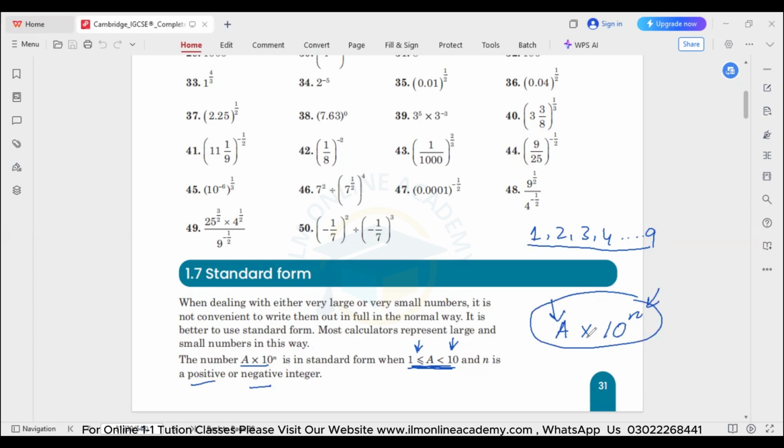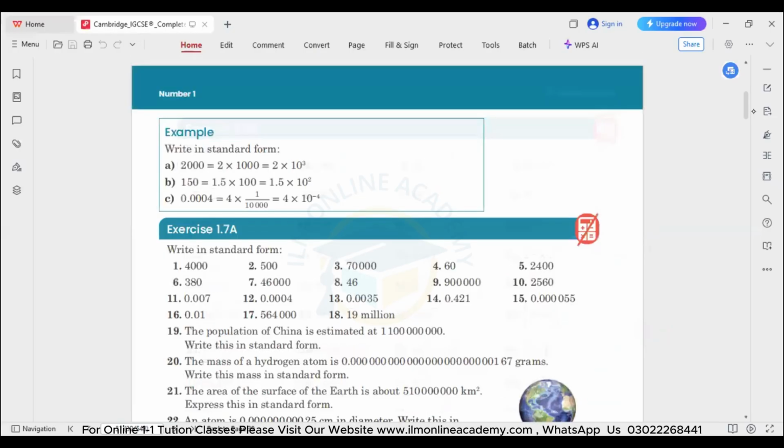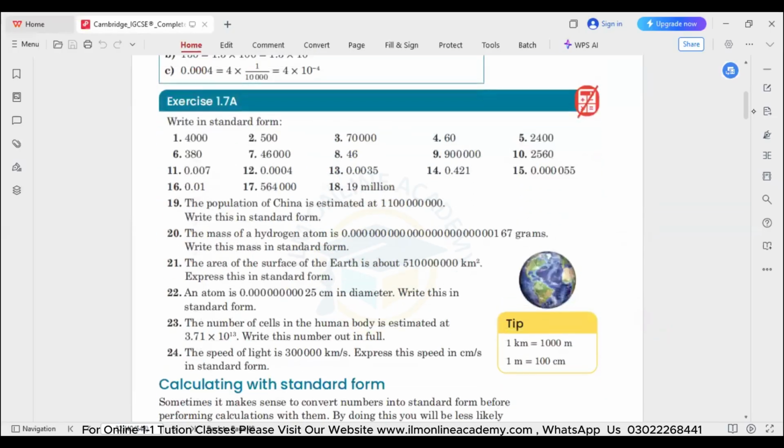Writing a number in this form, in the power of 10, along with a number being multiplied, is called a standard form. So again, writing a number in standard form makes your number a bit easier to read, and for calculations in which we need to deal with very large numbers or very small numbers, it will be easier. Okay, so let's start exercise 1.7a.